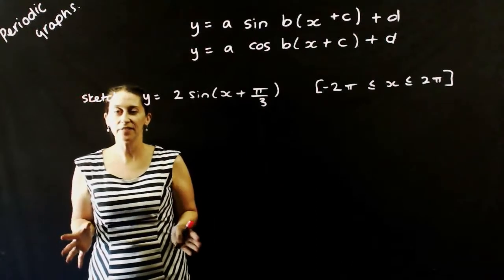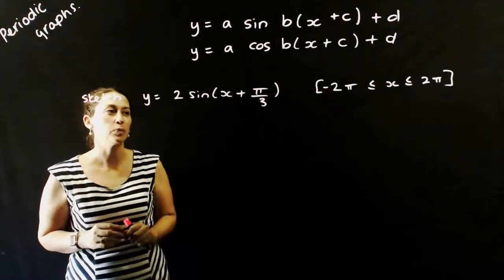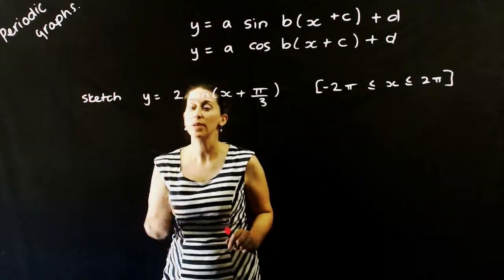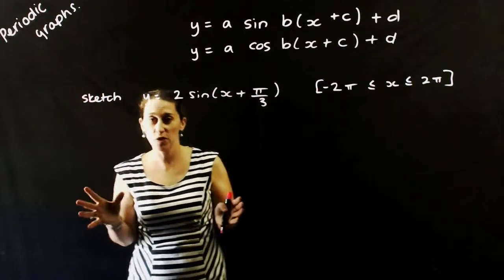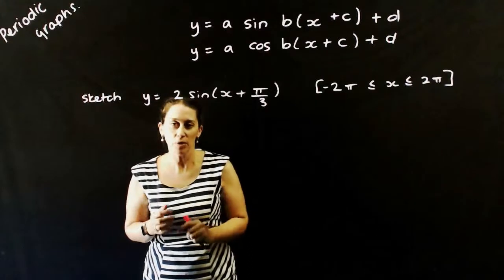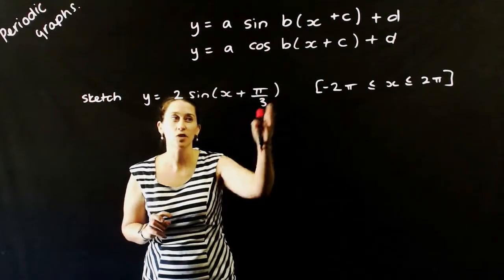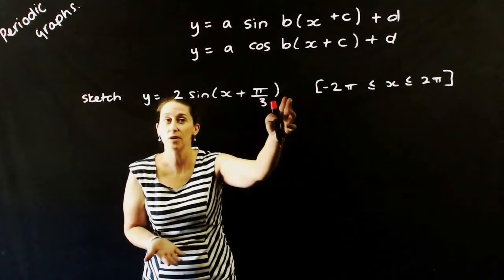Alright, so let's give this a go. Let's sketch the graph of y equals 2 sine bracket x plus pi upon 3. Now if we look at this, we can see that there is a shift from the sine graph, so we need to think about the key features of the sine graph. The amplitude has changed. The amplitude is now 2. And of course there's no vertical shift because there's no plus d on the end.